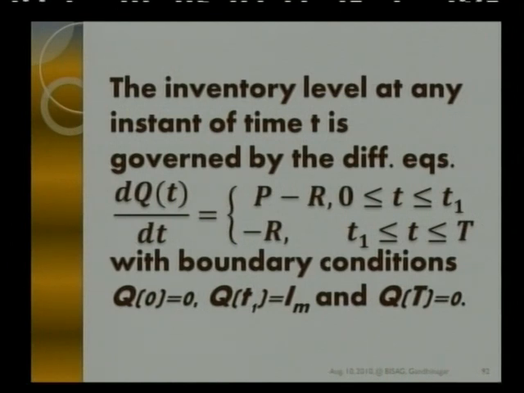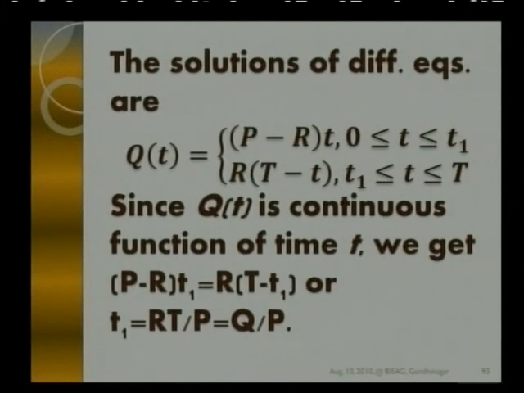And we have three conditions. Initially I am starting with 0 inventory, so Q of 0 is 0. At the time point T1 I will have maximum inventory with me, so we'll say Q of T1 is equal to IM, and that gets exhausted at capital T, so Q of capital T is equal to 0. Now using these three conditions and linear equation, we can solve the differential equation and we'll get this solution.